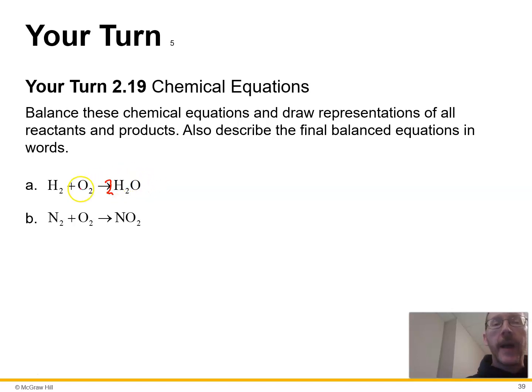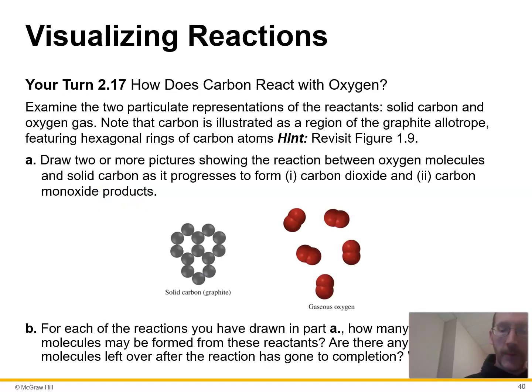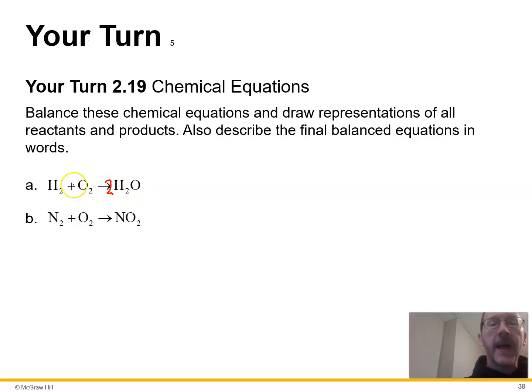Now the oxygens are balanced: 2 oxygen atoms and 2 oxygen atoms in the 2 waters. But now I have 2 times 2, which is 4 hydrogen atoms. Oops. So if I have 4 hydrogen atoms, then I need to put a 2 in front of this guy so that I also have 4 hydrogen atoms on the left. And that would be the combustion of hydrogen. In other words, the Hindenburg, right?